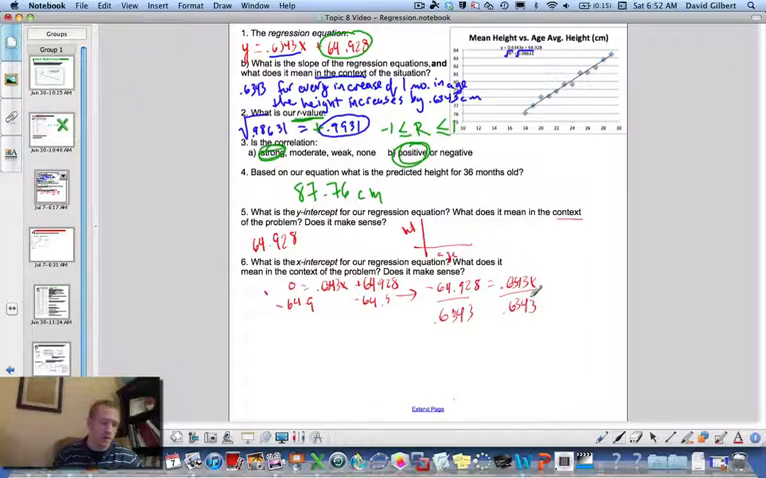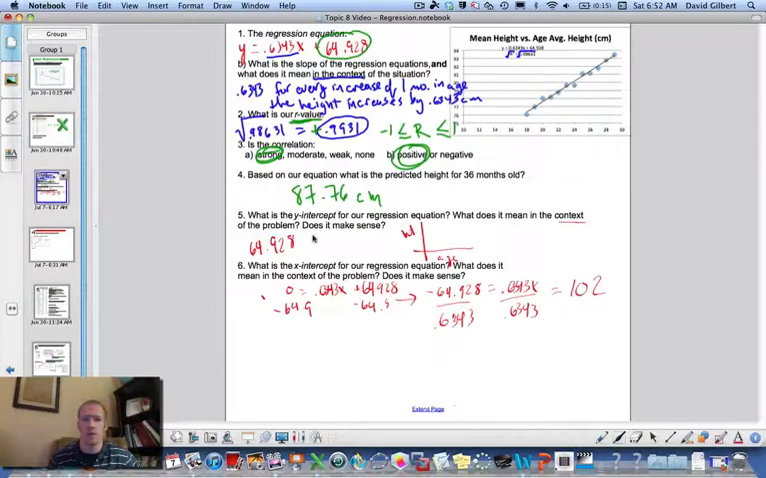And what do we get? Alright, and that equals 102. So what does that tell us in the context of the problem? So when y is 0, it means when would they have a 0 height?